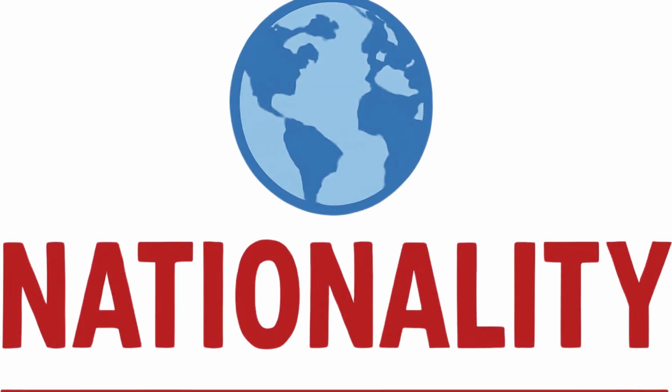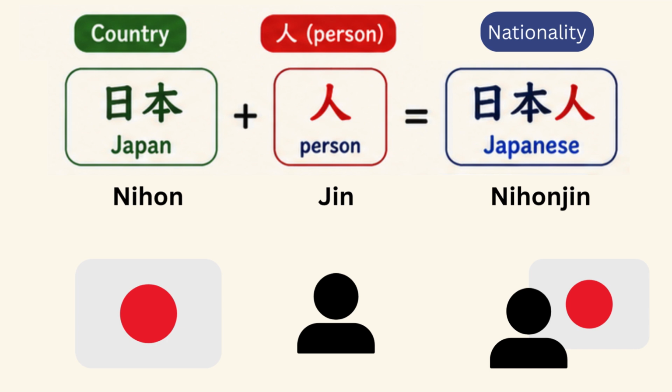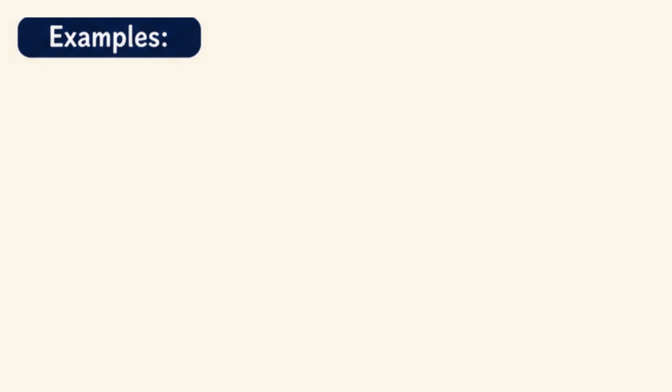Now, let's learn how to tell your nationality. To say nationality, we use 人 after the country name. 人 means person. It comes from the kanji 人 which means person. So when you attach it to a country name, it means person of that country, or nationality.